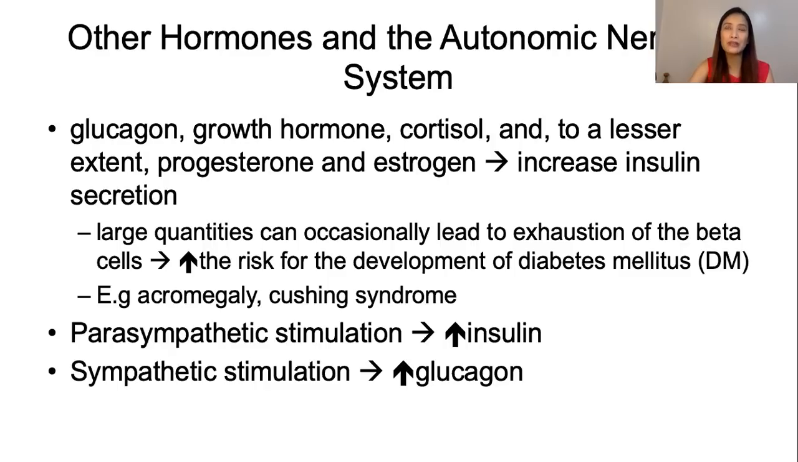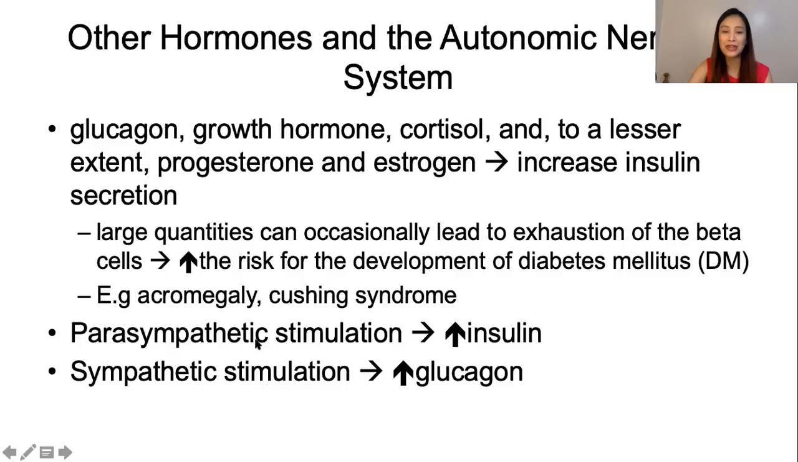Patients with, let's say, acromegaly, which is growth hormone excess, or Cushing syndrome, which is a cortisol excess, also have secondary diabetes. This is because large quantities can occasionally lead to exhaustion of the beta cells, increasing the risk for the development of secondary diabetes. So as I mentioned, it's your acromegaly and your Cushing syndrome.